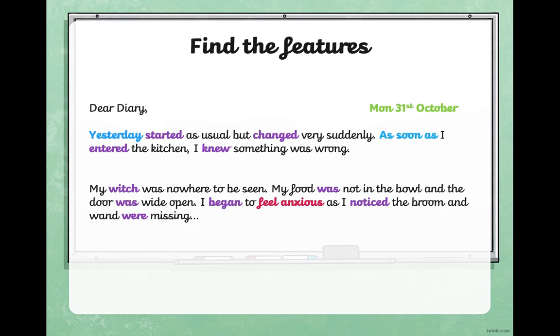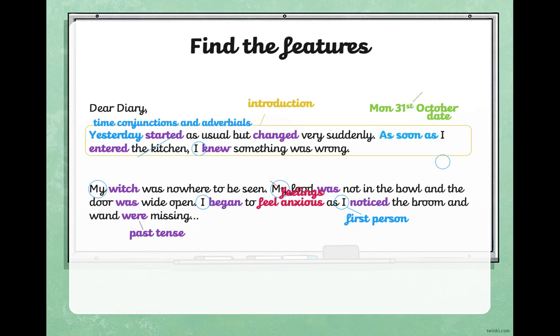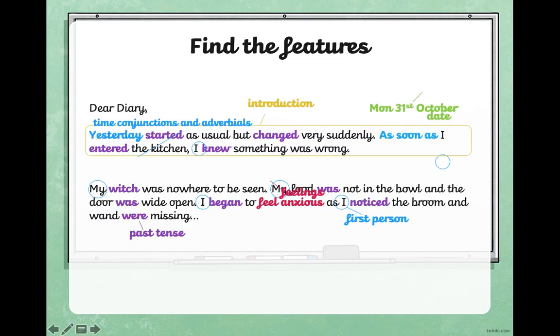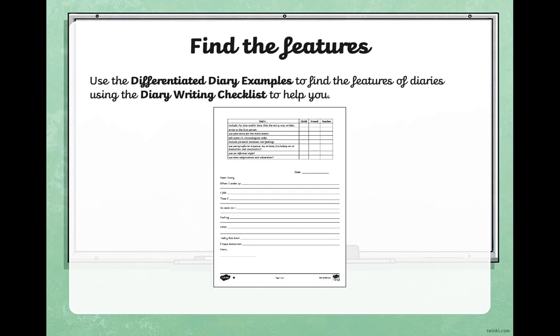So we can see here there are lots of different features. There is an introduction, so it kind of sets the scene of what's happening. Time conjunctions and adverbials are in blue. You also have the date, which is, of course, very important. Oh, sorry, my which, so that's you talking in the first person. I, first person again. Your feelings, feeling anxious. And loads of past tense words are all of those words in purple.